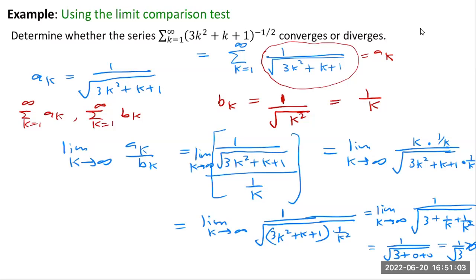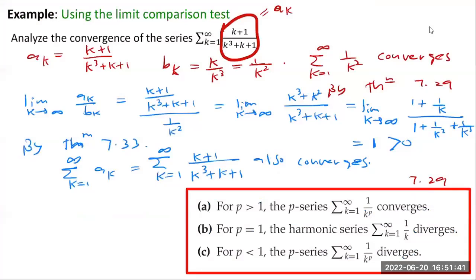Okay, and we also know the convergence properties of the series bk. What do you know about the convergence properties of this series bk? This is the harmonic series, right? We know that. Let me add a page here. We know that the harmonic series k goes from 1 to infinity, bk, which is of course k goes from 1 to infinity 1 over k, diverges. Okay, that is by theorem 7.29. From this theorem, harmonic series diverges.